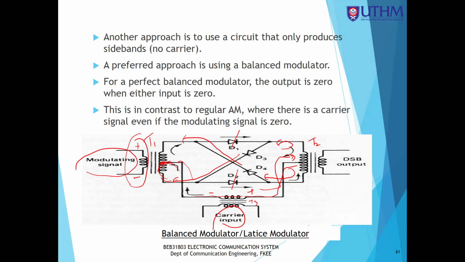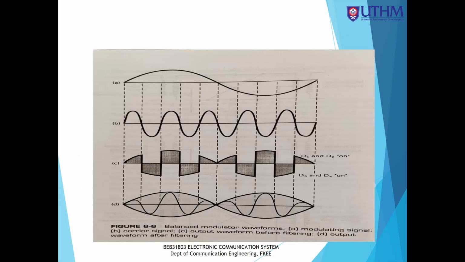So we're going to see what happened. This picture, I take it from Wayne Thomas's book, chapter 6. I think this is not in your notes, maybe. In chapter 6, there is this balanced modulator. Even if you search on Google, you can also get this picture.